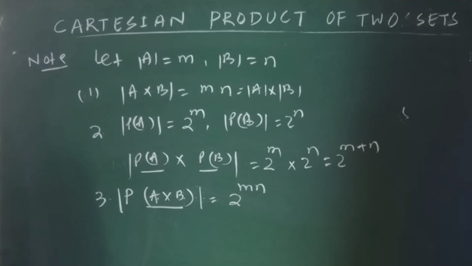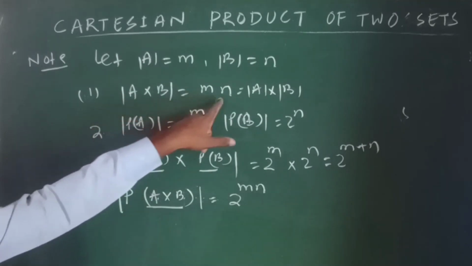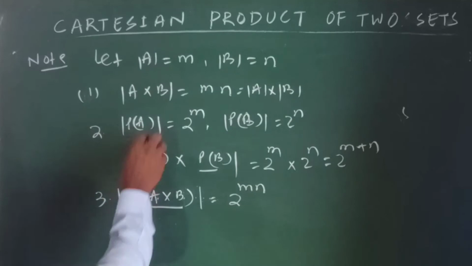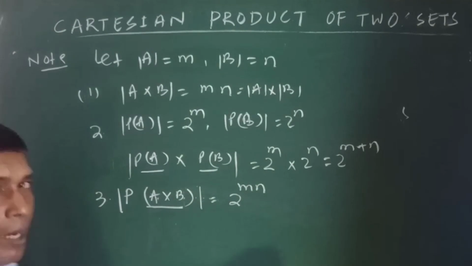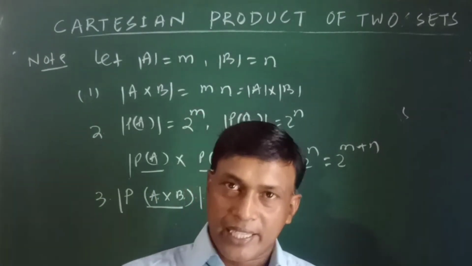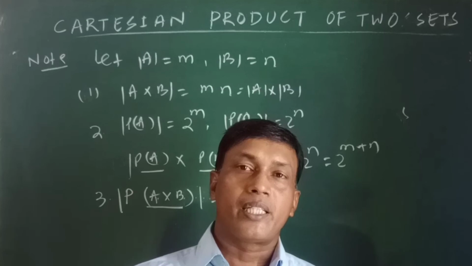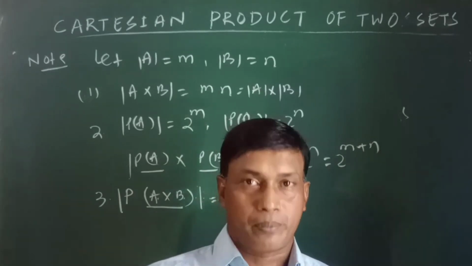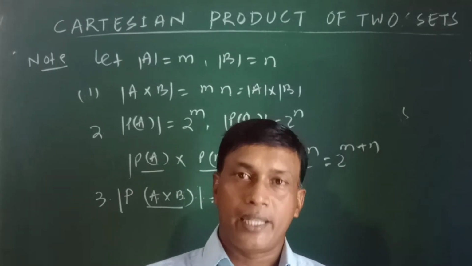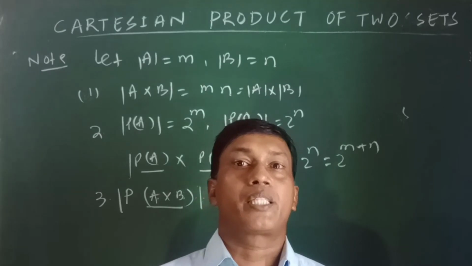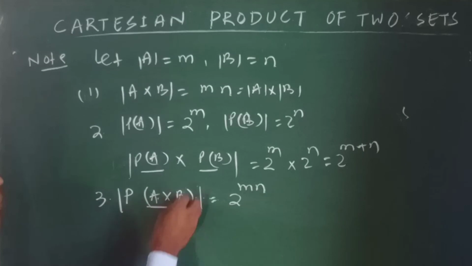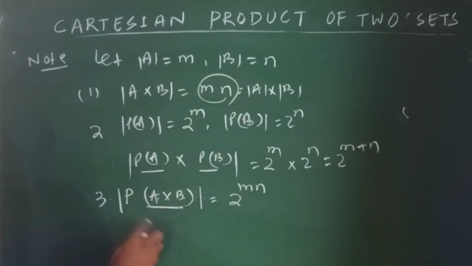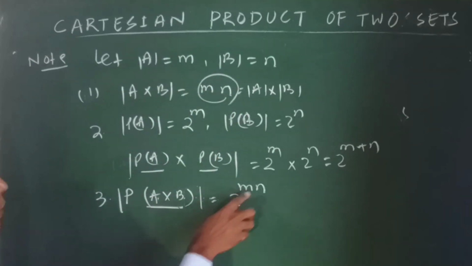Now look here, A cross B has m into n number of elements. So if the cardinality of A cross B is mn, then the cardinality of its power set is 2 to the power mn. And we know, if a set has n elements, then the number of elements in its power set is 2 to the power n. So here A cross B has m into n number of elements, then the power set of A cross B has 2 to the power mn elements.